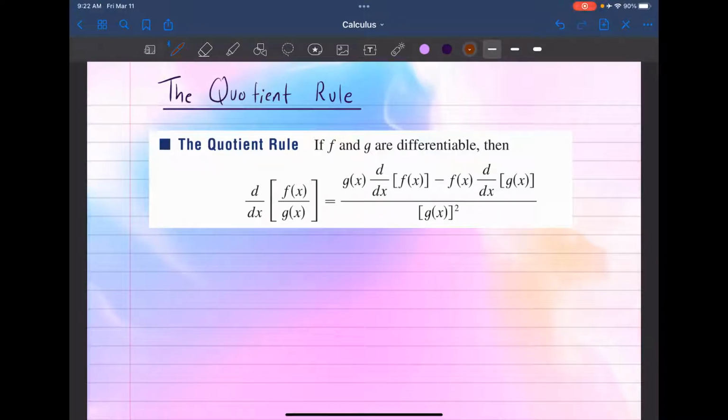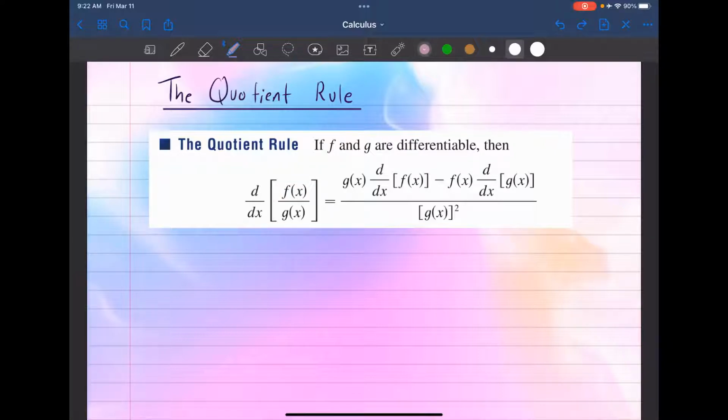Let's go ahead and use the quotient rule to find the derivative of a function. So suppose you are given a function as a quotient of two functions, say f and g, and you want to find the derivative of that function. The way we're going to find the derivative of that function is by simply using this rule. This is what we call the quotient rule.